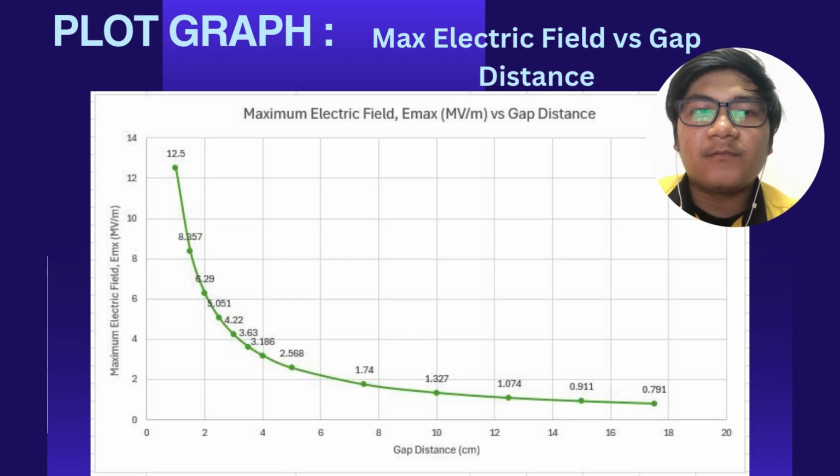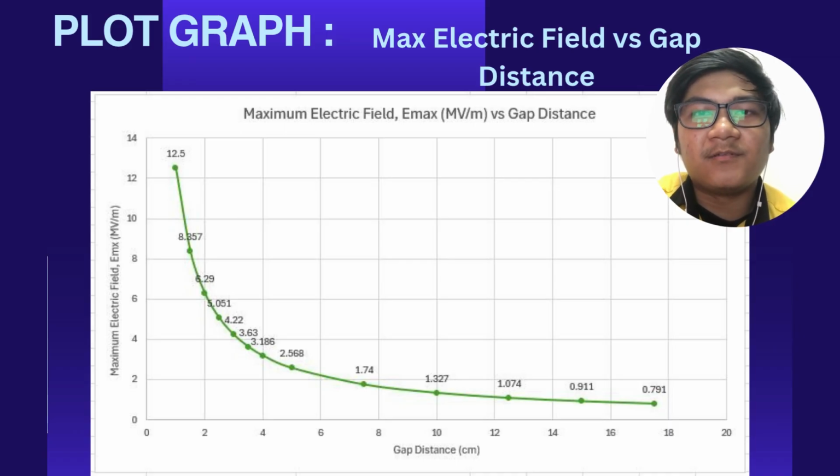So as we can see from the graph of maximum electrical field against gap distance, the graph is gradually going downwards. This is because the electric field maximum is inversely related to the gap distance between the electrodes when the constant voltage is applied.